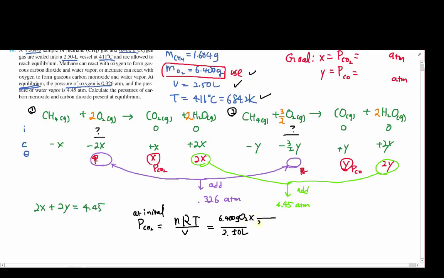Okay. Oxygen has 32 grams per mole. So that's n. R is always 0.08206 in the ideal gas law equation, and temperature is 684.2 Kelvin, all over 2.50 liter. You're supposed to get 4.4916 atm.